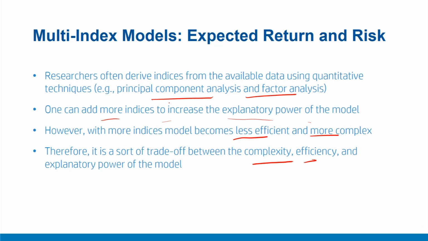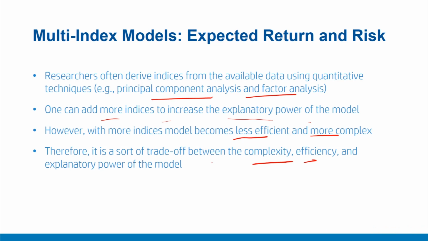To summarize, in this video, we discussed three important properties of the multi-index model, including expected return, variance of return, and covariance between securities I and J. Lastly, we also discussed that in a multi-index model, addition of new indices can be done purely on a mathematical basis.